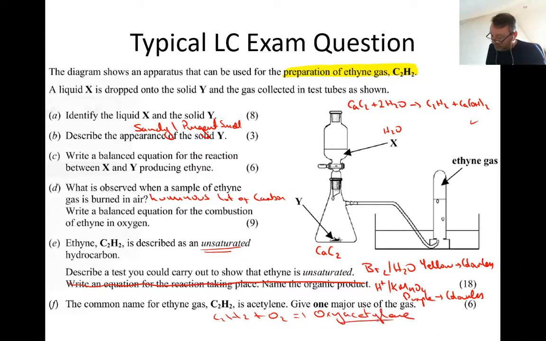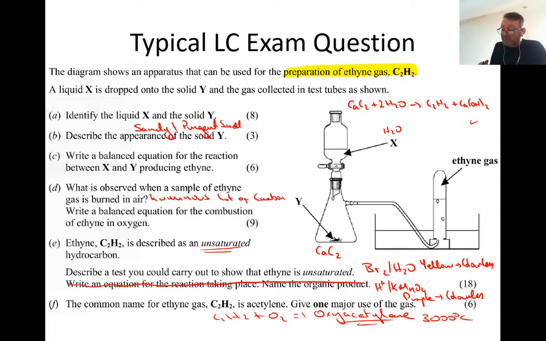And oxyacetylene has a flame of about 3000 degrees when you burn it. So therefore we use it for two things. We use it for welding metals together, and we use it for cutting metal. That's how powerful that flame is in terms of its temperature. So that brings you through a question in relation to ethyne.